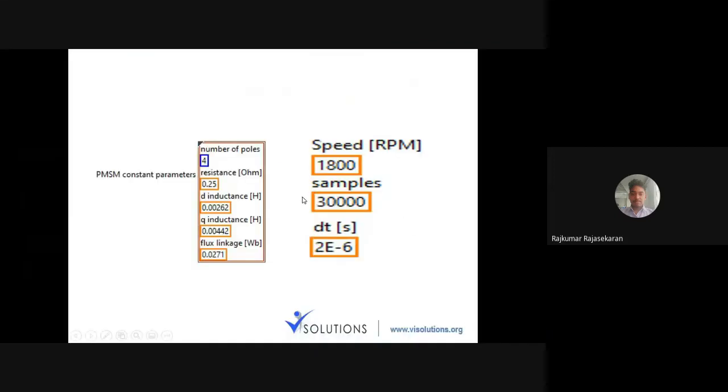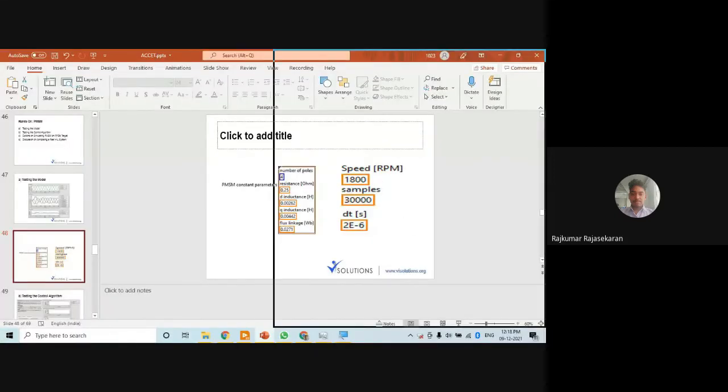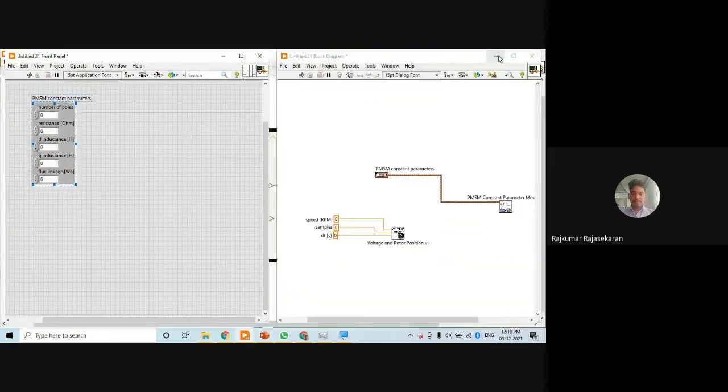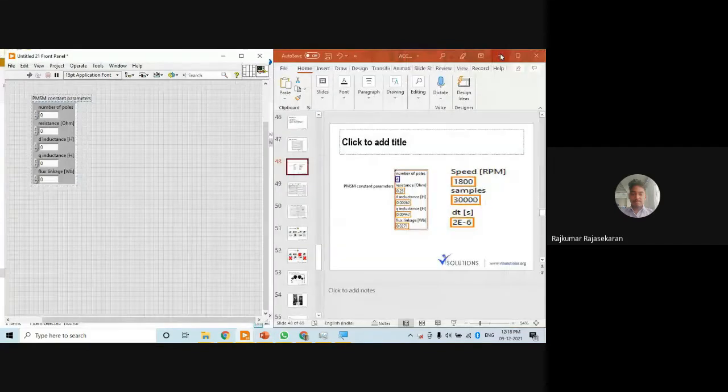Okay, so PMSM parameter concept parameter models values. Okay, so number of poles is 4. Okay, I'm going to stick to a 0.25. And direct axis is 0.00262 and 0.00442. You might ask why these values.